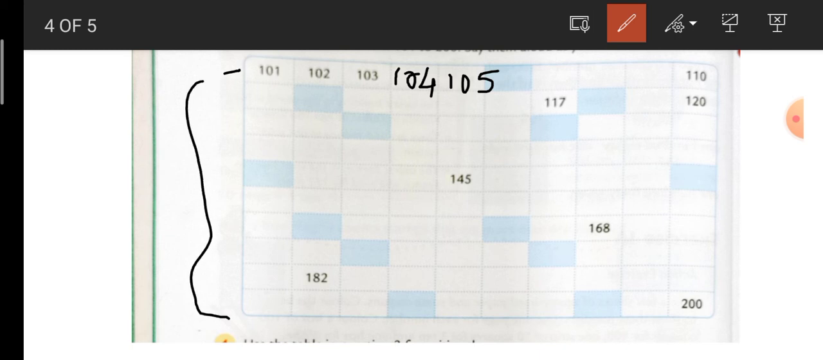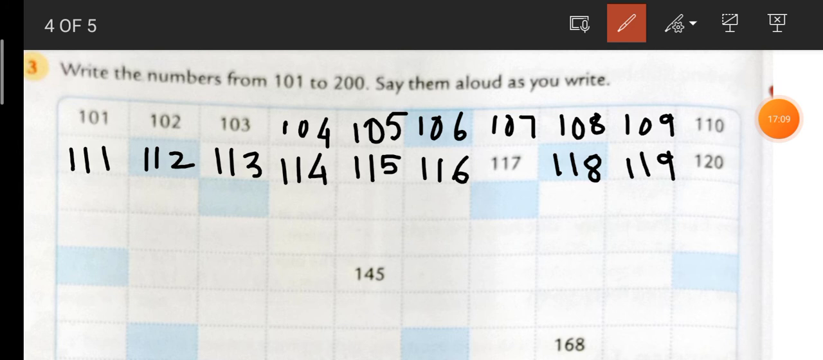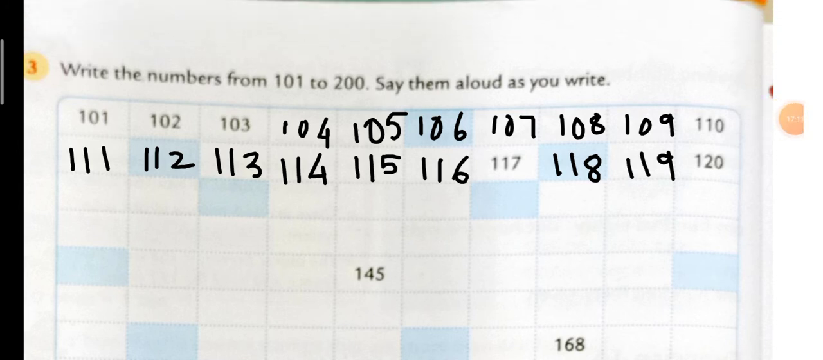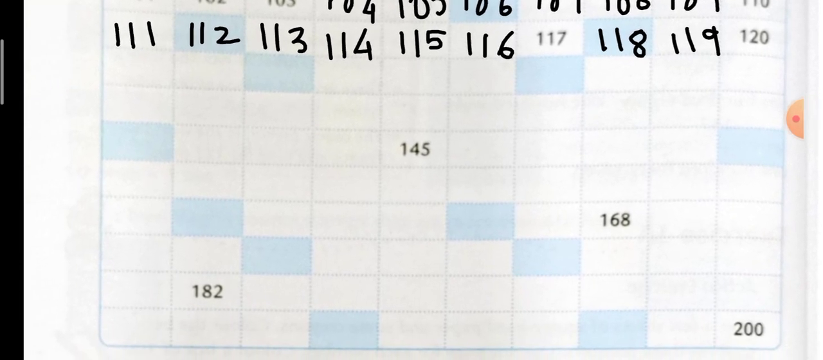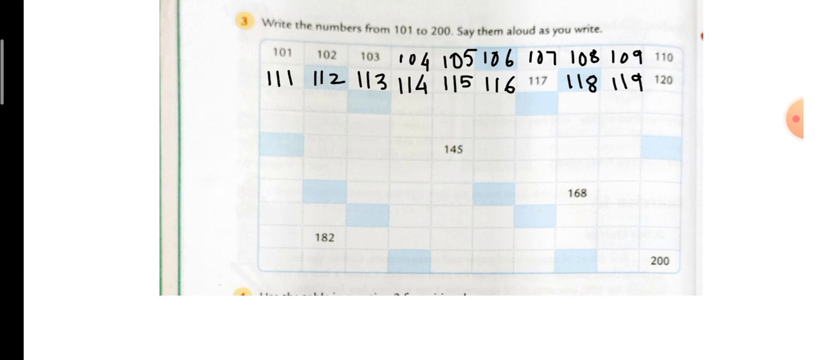Okay, but keep on saying. Remember, you have to keep on saying. So like this you will be writing your numbers. Okay, so you will finish this box till 200. Okay, now after this we have the next question.